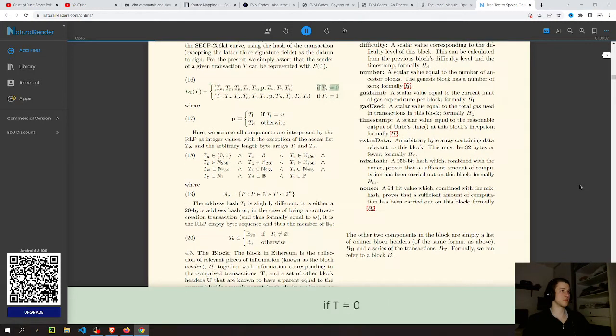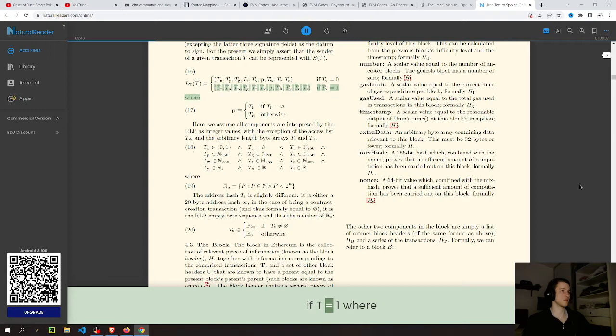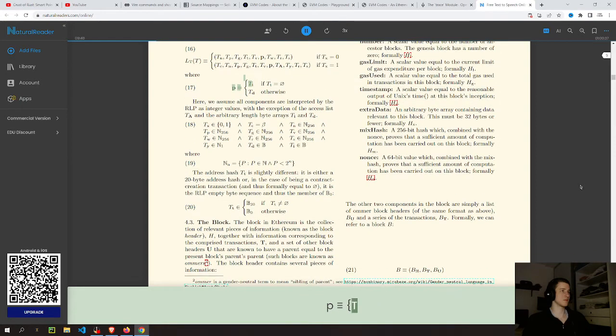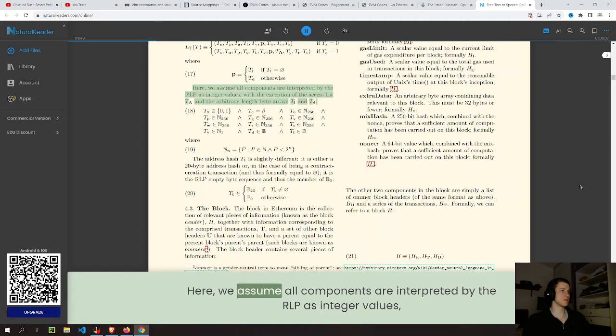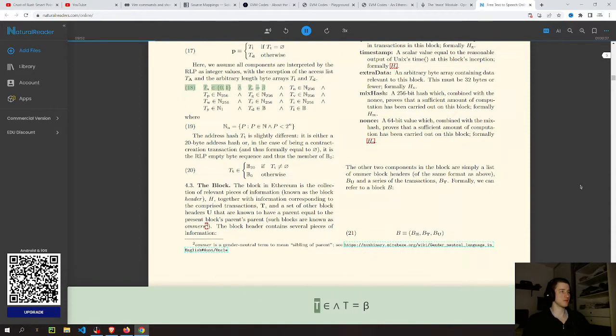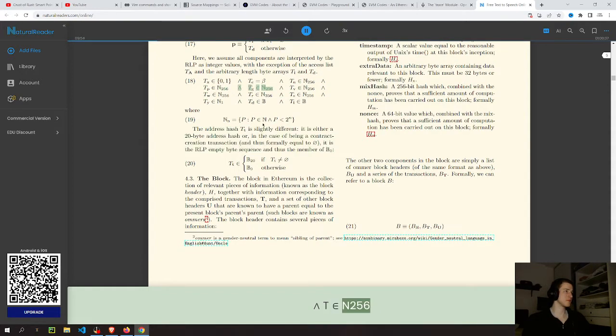L_T(T) if T_x equals 0, if T_x equals 1, if T_x equals 2, otherwise. Here, we assume all components are interpreted by the RLP as integer values, with the exception of the access list T_A and the arbitrary length byte arrays T_i and T_d. T_n ∈ N_256, T_v ∈ N_256, T_p ∈ N_256, T_g ∈ N_256.